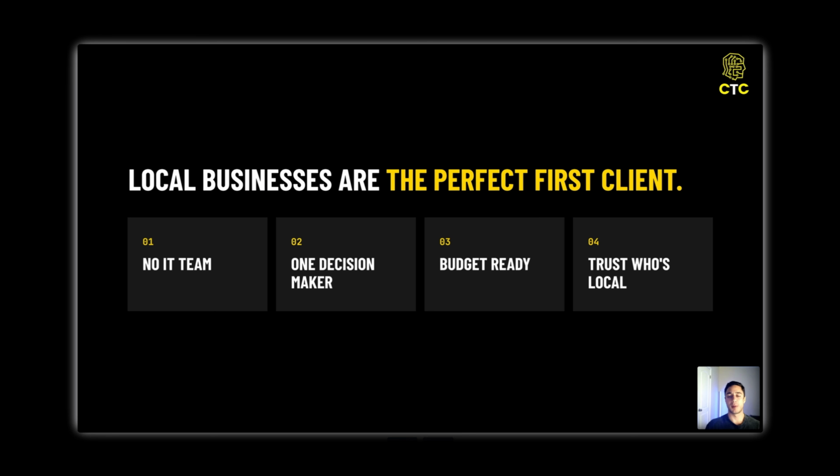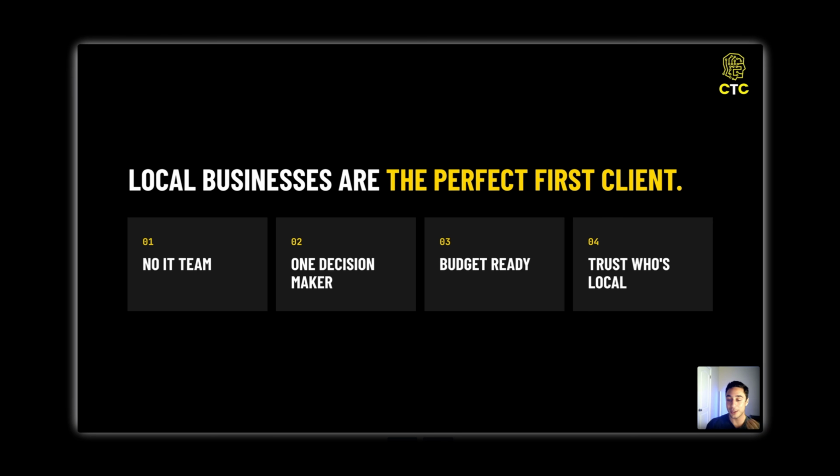Now, a lot of you might be wondering, but Bigo, local businesses are so bad, they're small, they're not going to give you a lot of money, all these things. This comes from individuals who have actually never really worked with too many local businesses. In fact, local businesses are your perfect first client because there are no IT teams. They're too small to be able to afford a proper IT team. There's usually only 1 or 2 decision makers involved, so you don't need a whole C-suite exec team on the call itself. They are budget ready. Obviously, it's not going to be a $100,000 project, but it could still be a decent sized project. And they're going to trust somebody who is actually local to them.